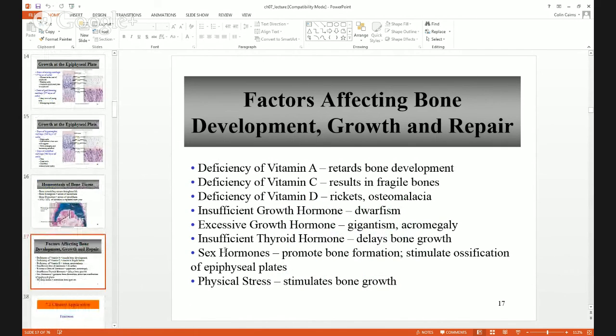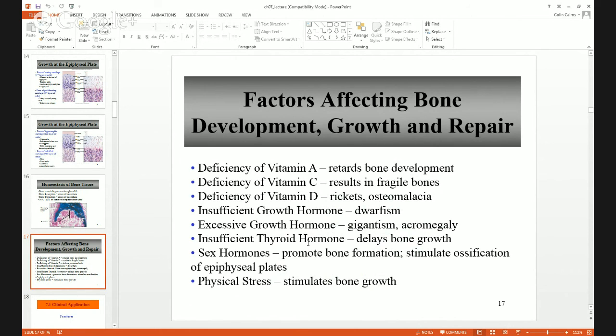So let's talk about some of the factors affecting bone development, growth, and repair. If you have a deficiency of vitamin A, that will retard bone development. Deficiency of vitamin C can result in fragile bones. Vitamin D deficiency can cause rickets and osteomalacia, or softening of the bones. Insufficient growth hormone can cause dwarfism. Excessive growth hormone can cause giantism and acromegaly.